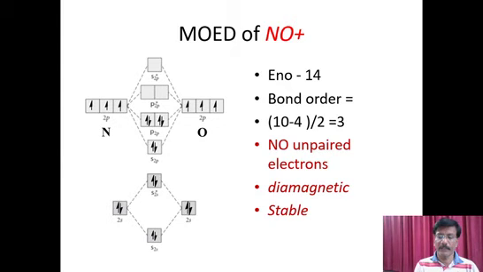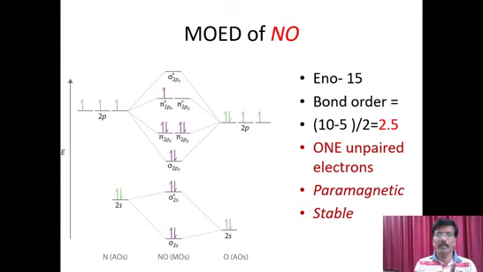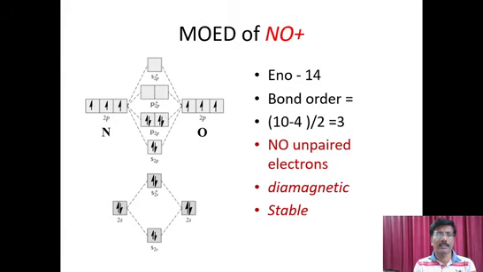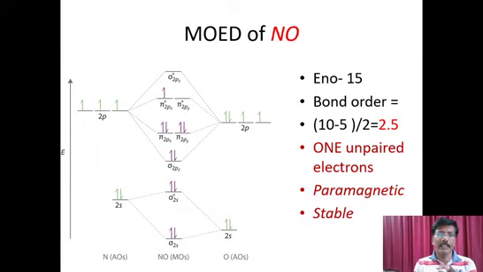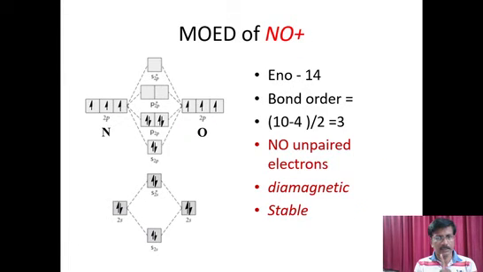So a slight difference. Once you understand NO, you can easily write NO plus, because the only difference is in NO there is one extra electron in pi star, and NO plus means that electron is no more there. Therefore, the total number of electrons are 14, and that single electron is missing. Therefore, bond order increases and also magnetic behavior changes.